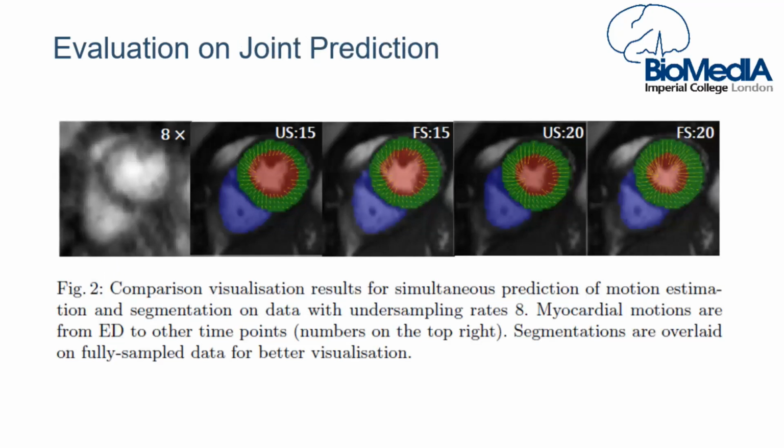Here are our visualization results on the 8 times undersampling. The first image is the input image, which looks very aliased. Then we compare the estimation from the undersampled and the fully sampled data on frames 15 and 20. Not sure if that's clear, but we see that it can give a good result, though there are some small underestimations of the motions, like on frame 20. But in general, it looks pretty nice.